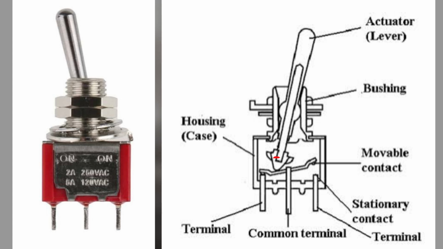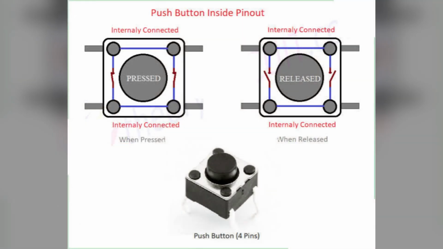As you can see on the screen, this is exactly what's happening inside the switch. The internal contact simply moves from one side to the other, connecting the common terminal to either the left or the right terminal. Now let's continue with the push button.